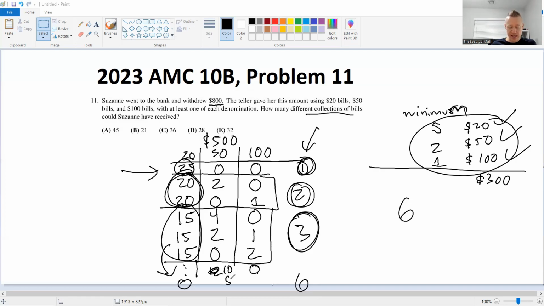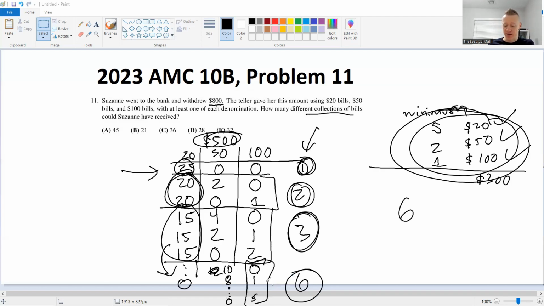Then you would go down to 8 50s and 1 100. And this game will be played all the way down to 0 50s and 5 100s. Why only 500? Because everything else was taken care of with the minimum coverage. So you have everything from 0 to 5. That is indeed 6. So at this point, you would be able to add the numbers from 1 to 6.